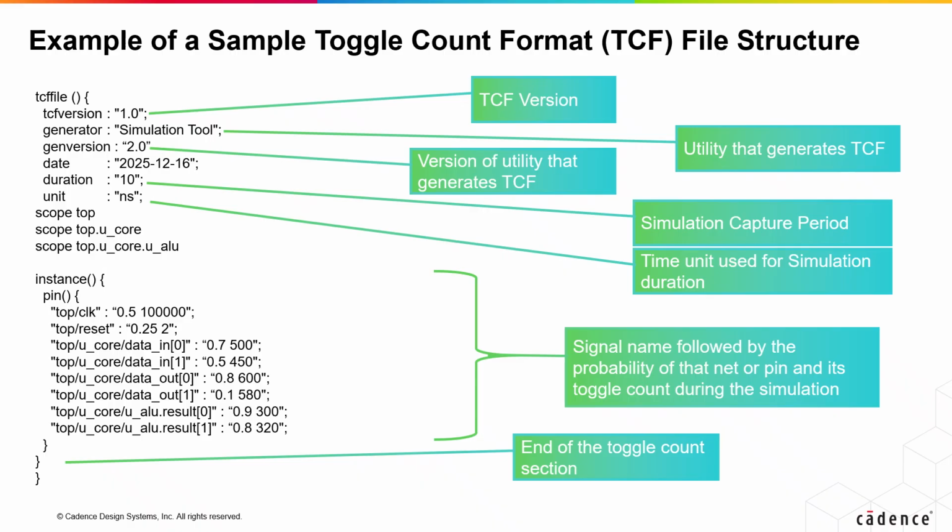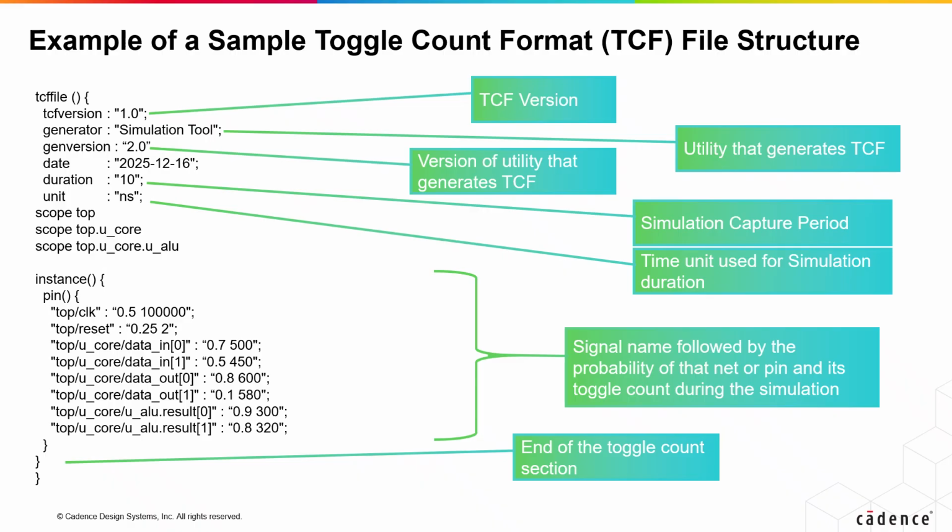The duration and unit fields together define the simulation capture window, for example 10 nanoseconds, over which toggle activity is measured. This is important because toggle counts are meaningful only when normalized against time. Power tools use this duration to convert raw toggle counts into effective switching frequencies. Any mismatch between simulation time and assumed operating conditions can lead to inaccurate power results, which is why these fields are explicitly defined in the TCF structure.